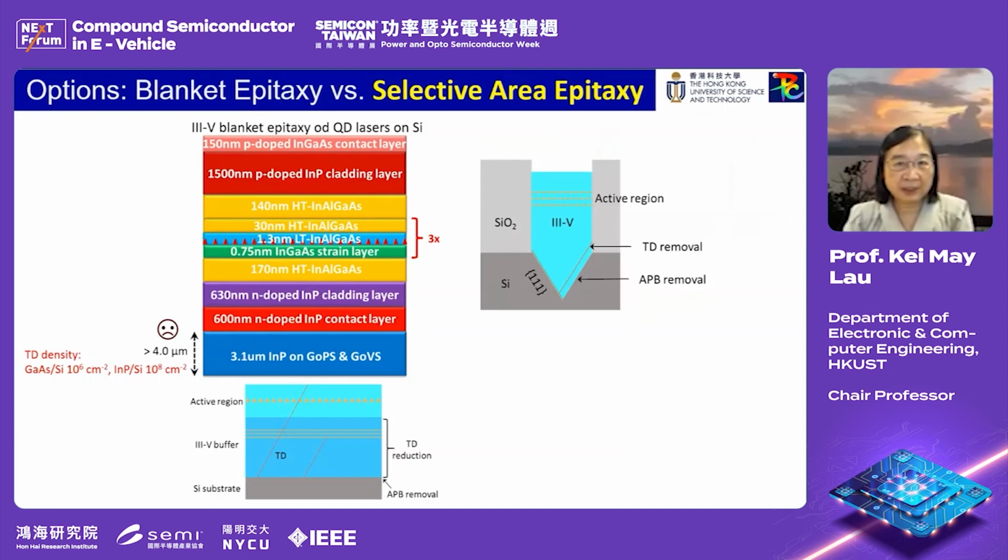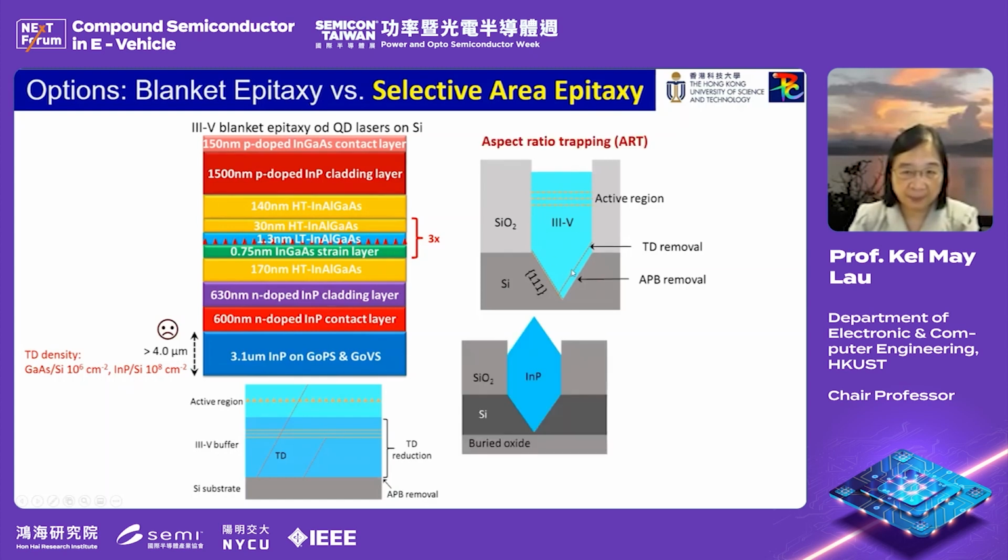So we look into this selective area epitaxy, and we hope that we can eliminate this thick buffer by confining the defect in the bottom. So this is what we try to do. We try to eliminate this 3 to 4 micron buffer layers. And then with this, we can make lasers, and that is the active region, without a thick buffer layer.